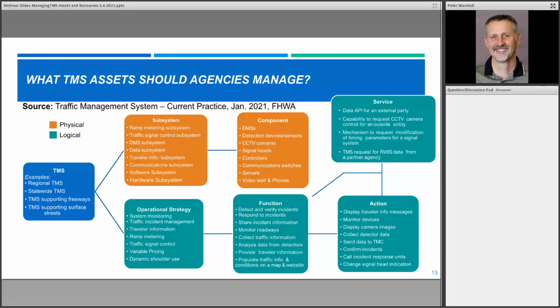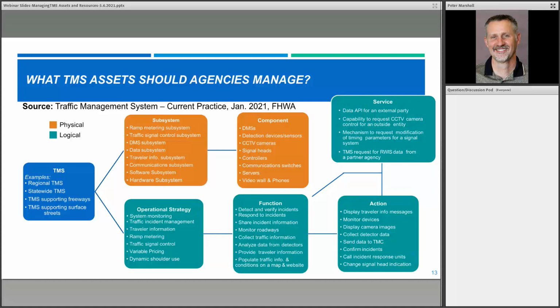That begs the question of what is an asset and what assets should agencies try to manage. Each agency, of course, is going to have their own priorities, and this slide shows some examples. A typical TMS, whether it's a regional or a statewide system, or if it's oriented towards freeway management or arterial control, is going to have a number of physical assets tied to it, including individual components as well as subsystems. Some of those examples are shown in the orange boxes.